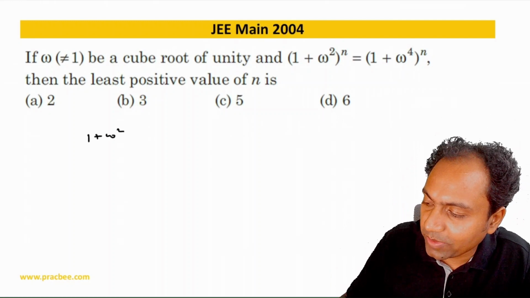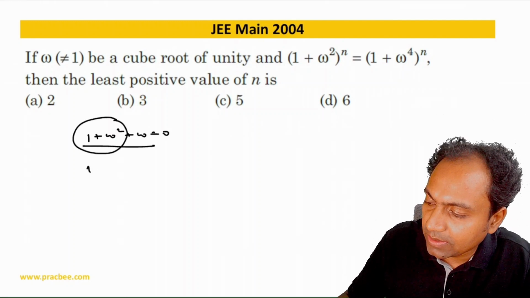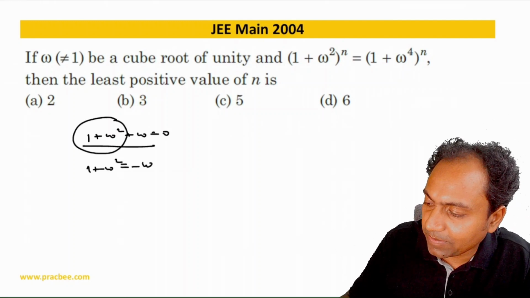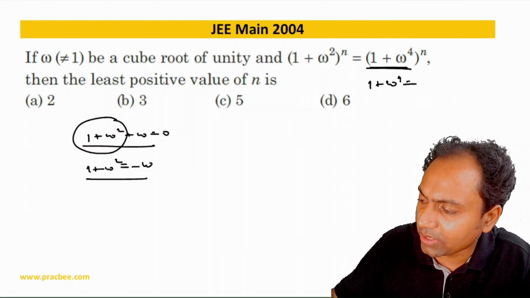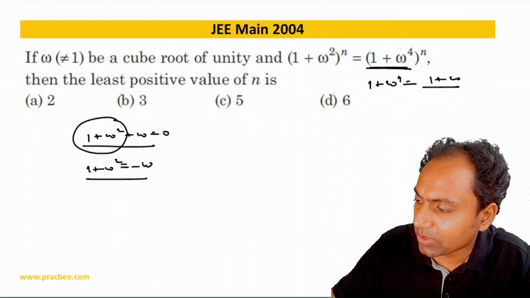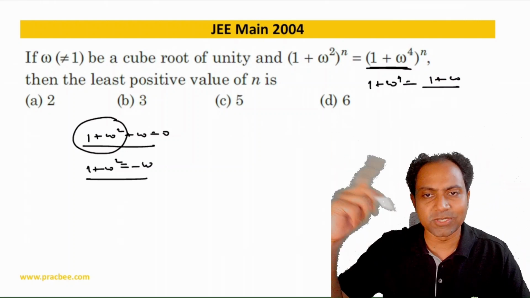One is 1 plus omega square is equal to 0. So if they're asking 1 plus omega square, the value of 1 plus omega square is nothing but minus omega. And if I look into this second part, 1 plus omega raised to the power 4 they have written. Omega raised to the power 4 can be written as 1 plus omega because omega cube is equal to 1.